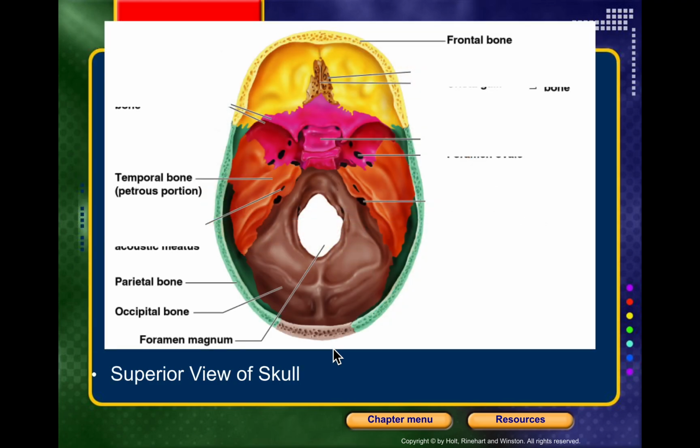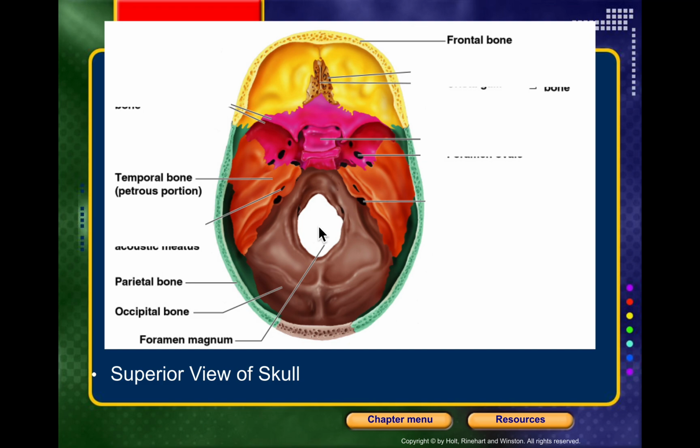Here's another way of looking at it. We take the top of the skull off. We just sawed it in half, and we're looking straight down in the middle. This hole right here is the foramen magnum. This is where the spinal cord would come through the cranium from the body and attach right on the lower side of the brain. Largest foramen in your body.